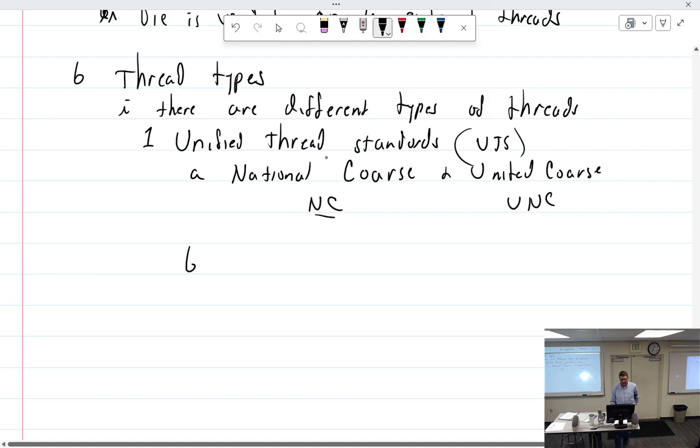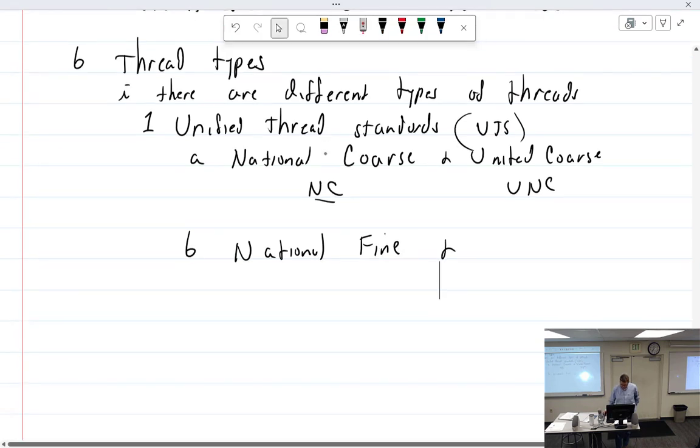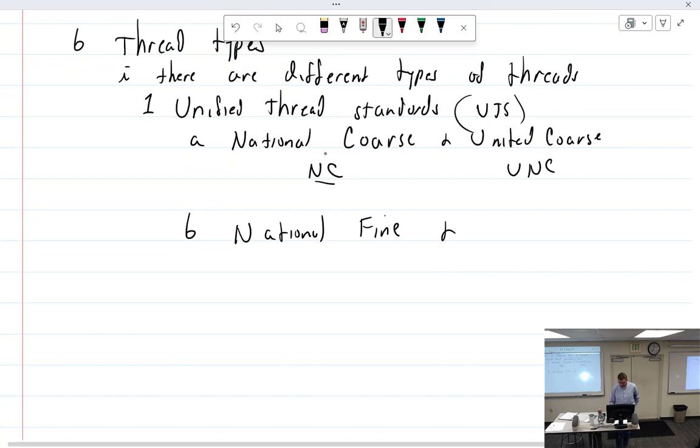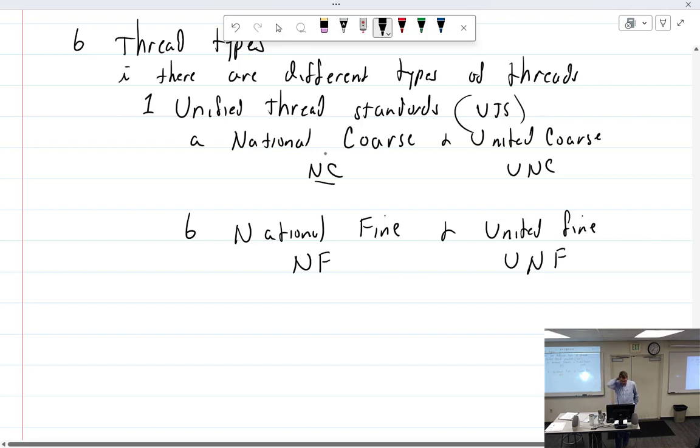And there is national fine, which is your very common one. And unified fine. We have an F and U, NF, unified national fine. All right, so your NC and NF are common. So that's what you're going to see all the time.